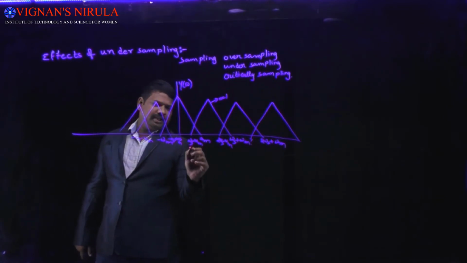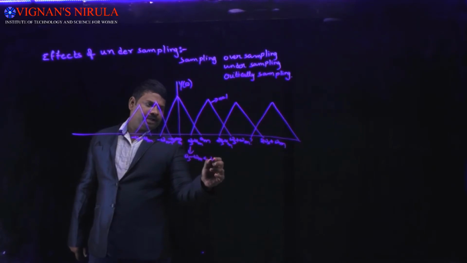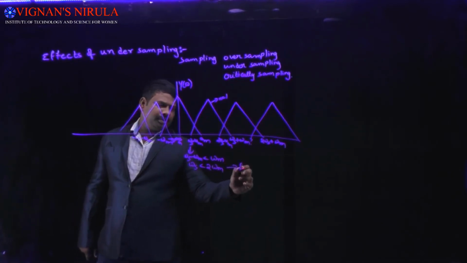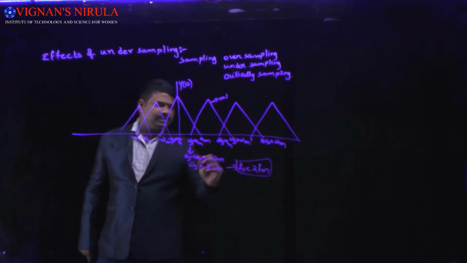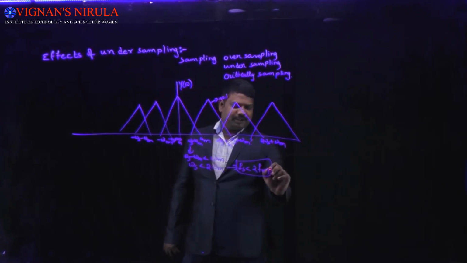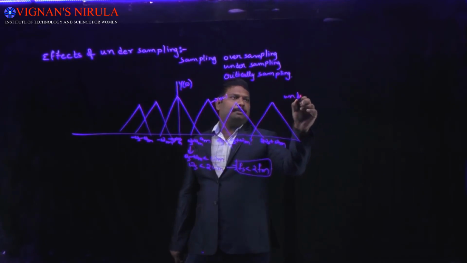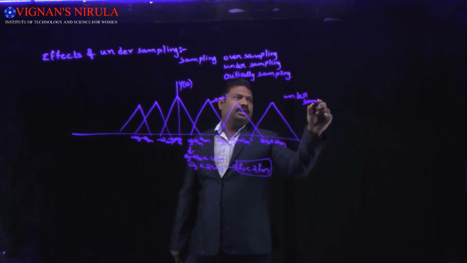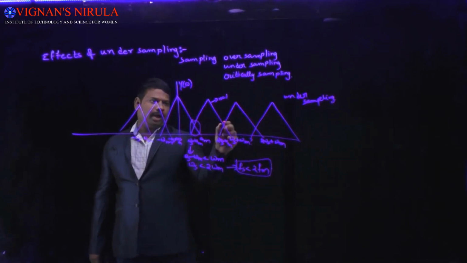We'll observe that omega s minus omega m will be very less than omega m. Therefore, omega s will be less than 2 omega m. Hence, Fs will be less than 2 Fm. Therefore, when Fs is less than 2 Fm, it is the case of undersampling, where the spectrums will be overlapped.